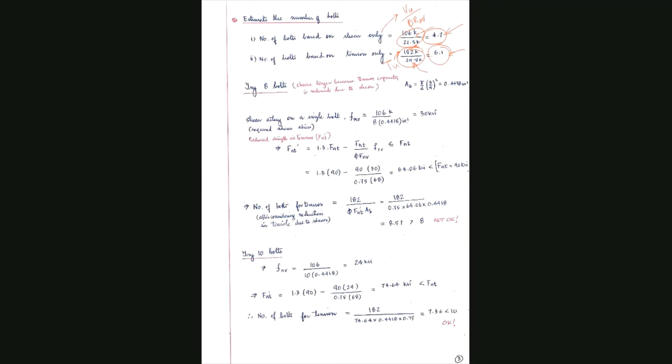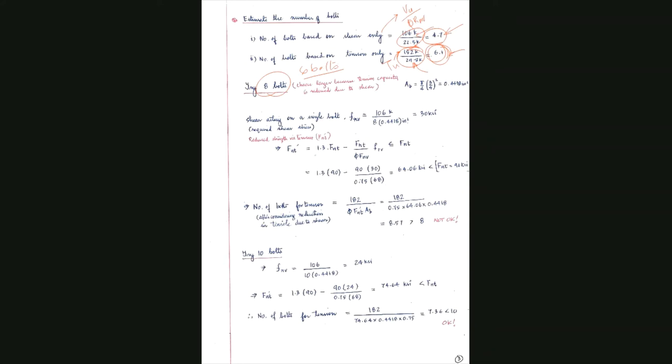I mean, we can start off by assuming 6 bolts, but you know that the tension is influenced by the effect of shear. So if you start off with 6, it would probably not work out. So let's start off with a higher value. Let's start off with 8 bolts. I hope you understand, because if you start off with 6 bolts, it's highly probable that you'll fail, because 6 is based on the assumption that there is tension only.